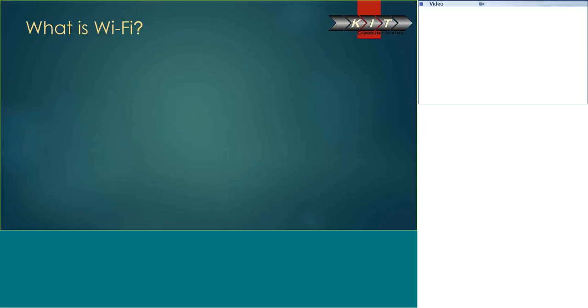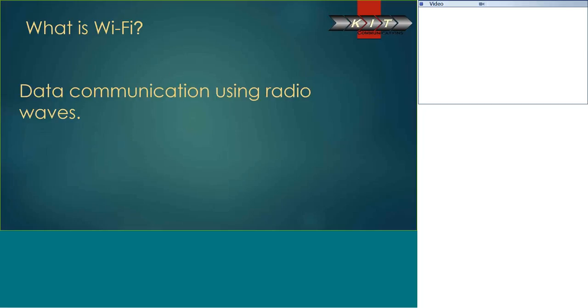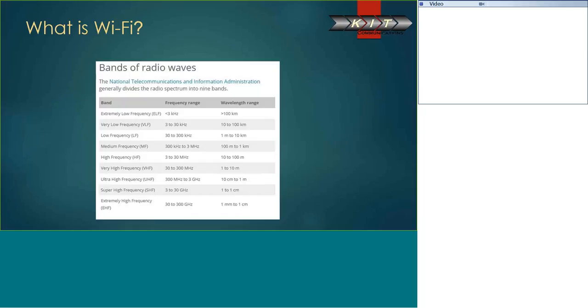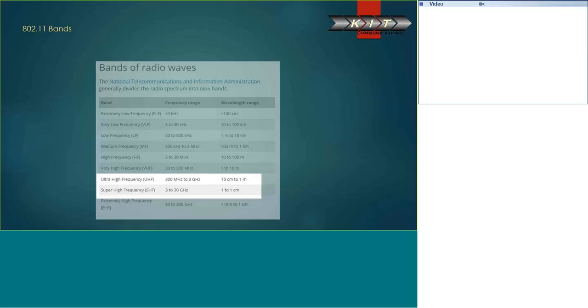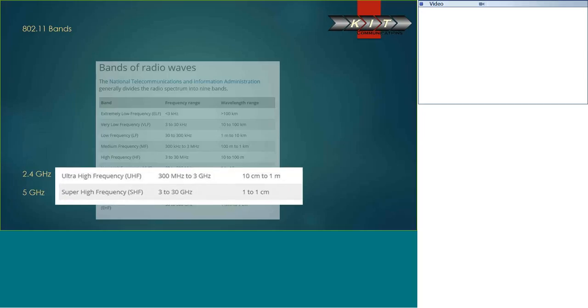So to kind of back up a bit, as simple as this may seem, I wanted to define what Wi-Fi is, which is data communications using radio waves. And for the purposes of our discussion today, we are going to be talking about the 2.4 gigahertz range, which is the ultra high frequency range, and the 5 gigahertz range, which is the super high frequency range.